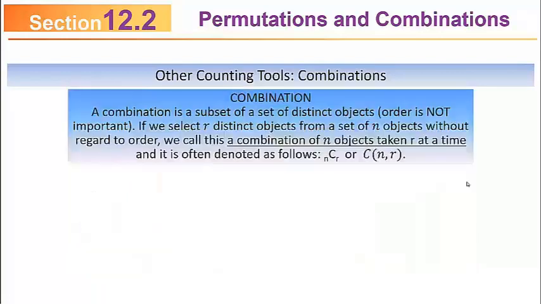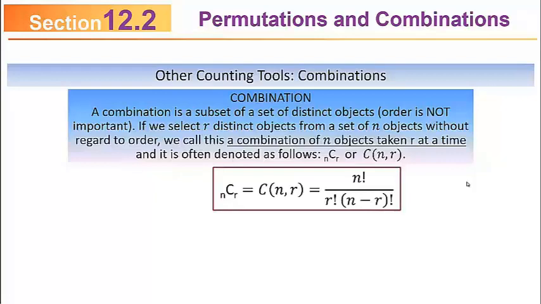Yes, there is. It has to do with the combination. A combination is a subset of a set of distinct objects where order is not important. If we select R objects from a set of N objects without regard to order, we call this a combination of N objects taken R at a time, and it's often written exactly as for a permutation, except we use capital C instead of capital P. So we can put the capital C there with the subscript of N on the left and R on the right, or we can write capital C with N comma R in parentheses. So the capital P for permutation changes to capital C for combination.